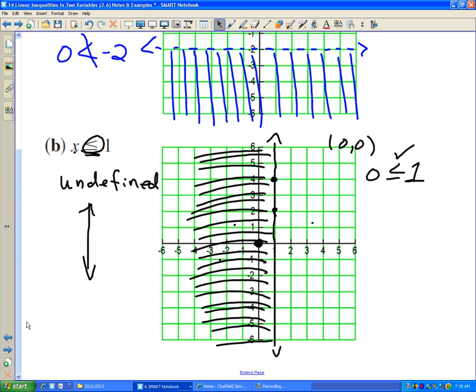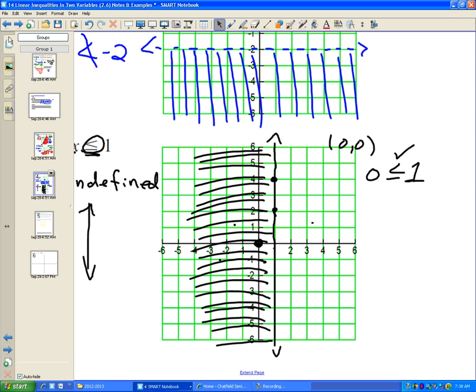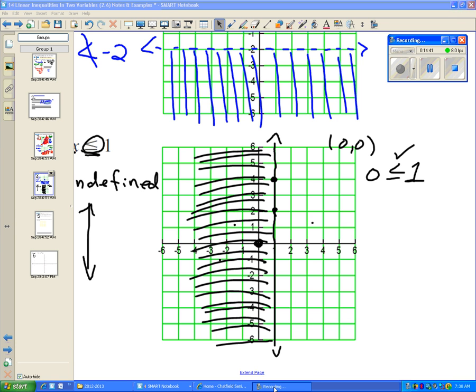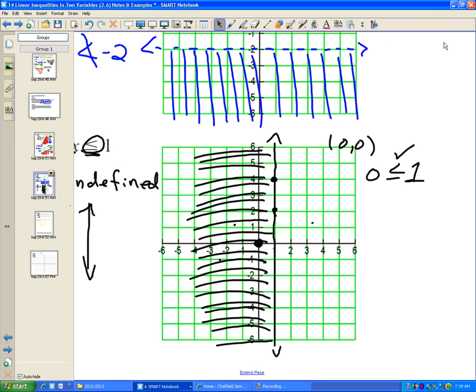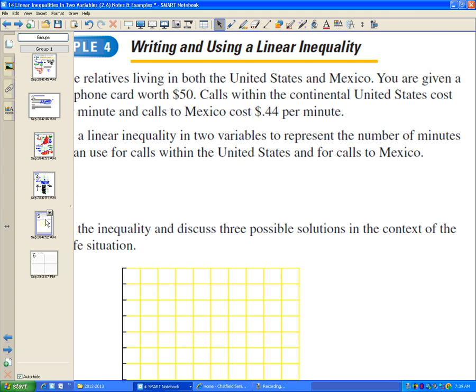That's my equations. Let's see where we are. Okay, let's see how we're doing with time. Okay, well, should be under 20 minutes, easy. So here we go, last problem.